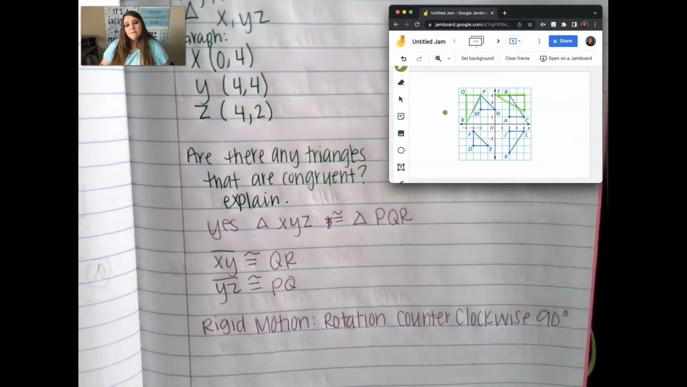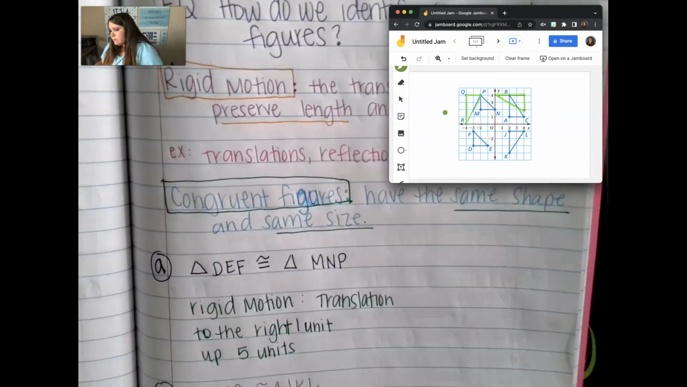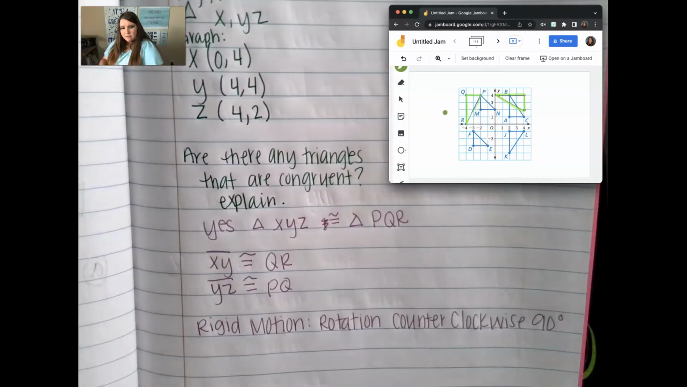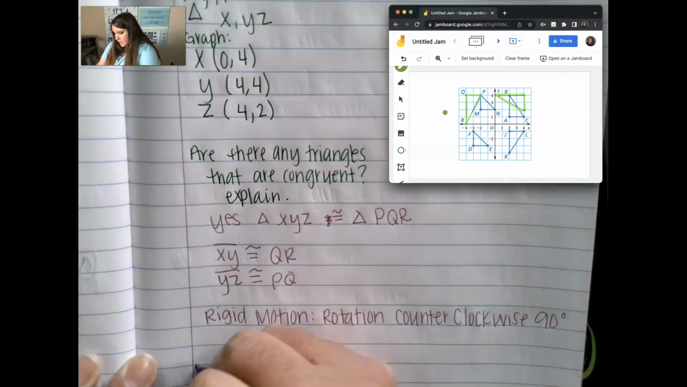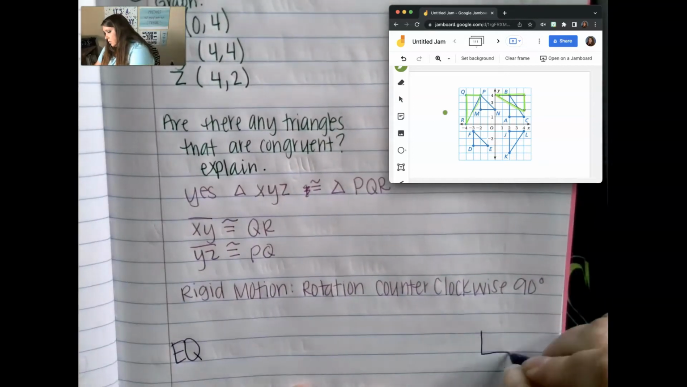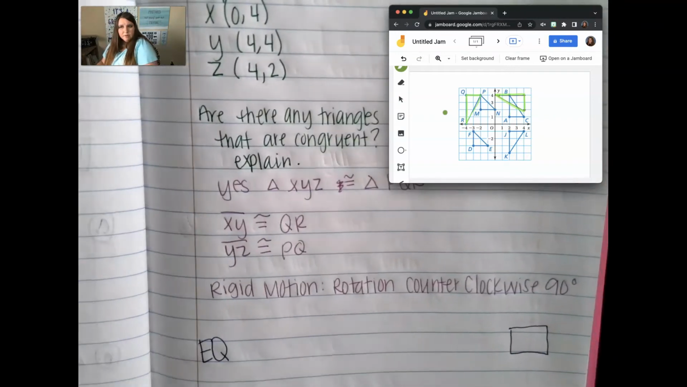All right, it is time for us to now answer our essential question. How do we identify congruent figures? So go ahead and answer your essential question and put your level of understanding out to the side. Where are you at with your level of understanding?